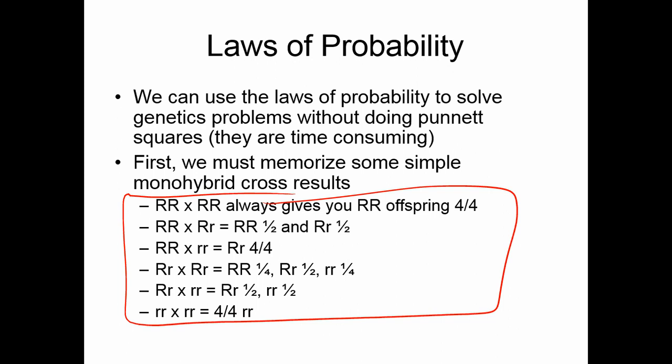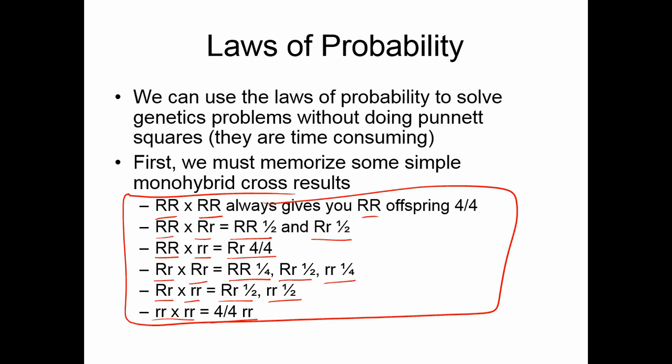So knowing that two homozygous dominant always gives you homozygous dominant. Homozygous dominant and a heterozygous gives you half homozygous dominant and half heterozygous. Write these down. Homozygous dominant and homozygous recessive always gives you heterozygous. Two heterozygous gives you a fourth homozygous dominant, a half heterozygous, and a fourth homozygous recessive. A heterozygous and a homozygous recessive gives you half heterozygous and a half homozygous recessive. And two homozygous recessives always gives you homozygous recessive.